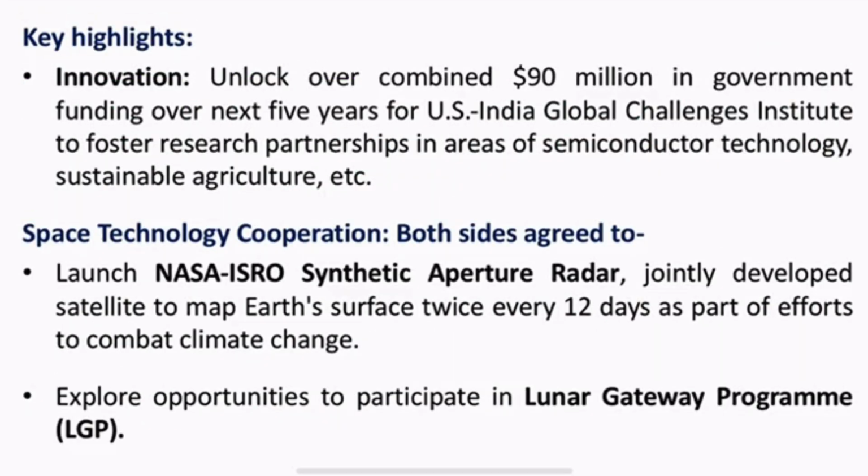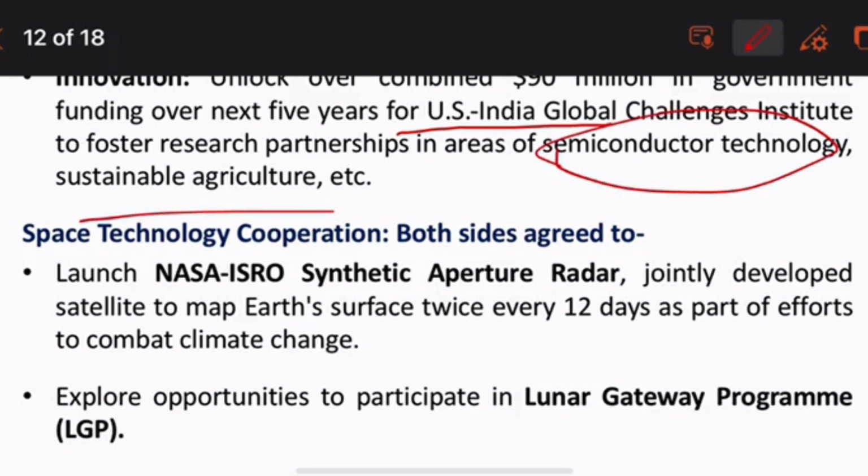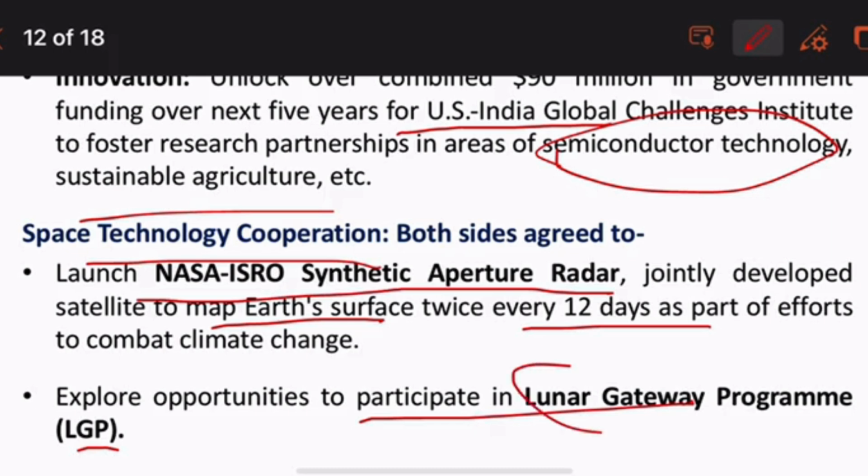The key highlights of the talks: the government is funding almost $90 million over the next 5 years for US-India global challenges, particularly in semiconductor technology and sustainable agriculture. Also, both have come together on space technology cooperation. They launched the NASA-ISRO Synthetic Aperture Radar, jointly developed by these two countries. This satellite maps Earth's surface twice every 12 days. And they explore opportunities to participate in the Lunar Gateway Program.